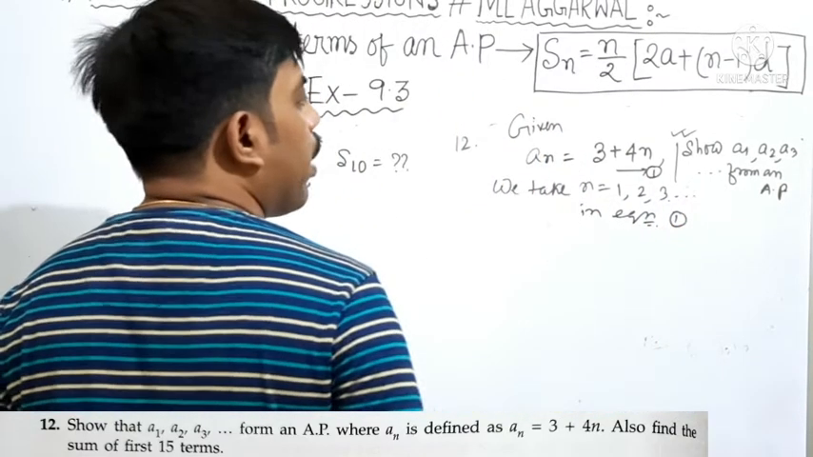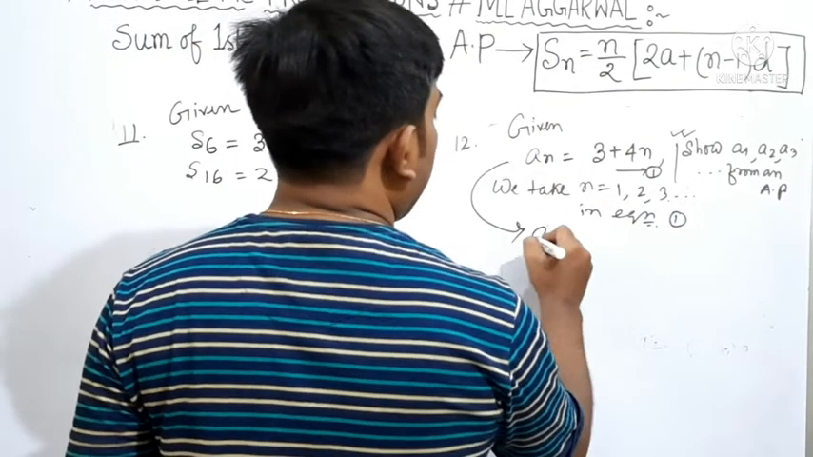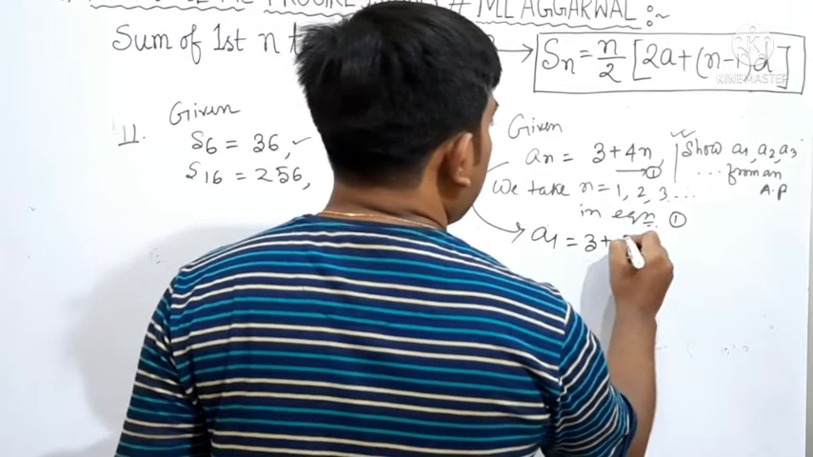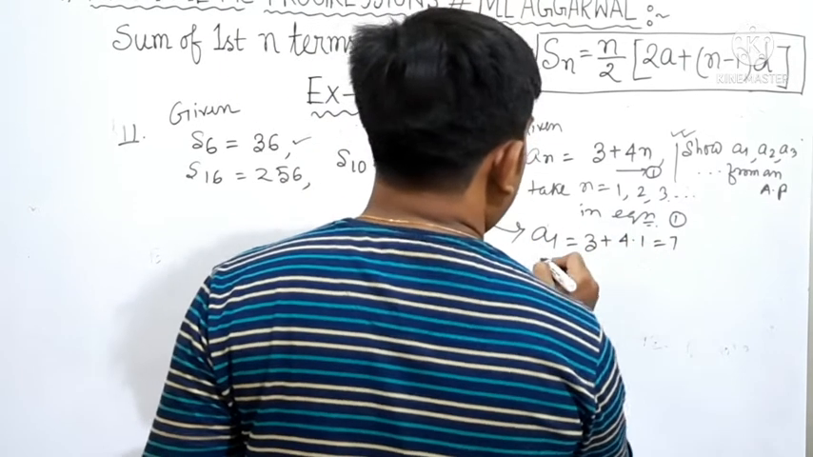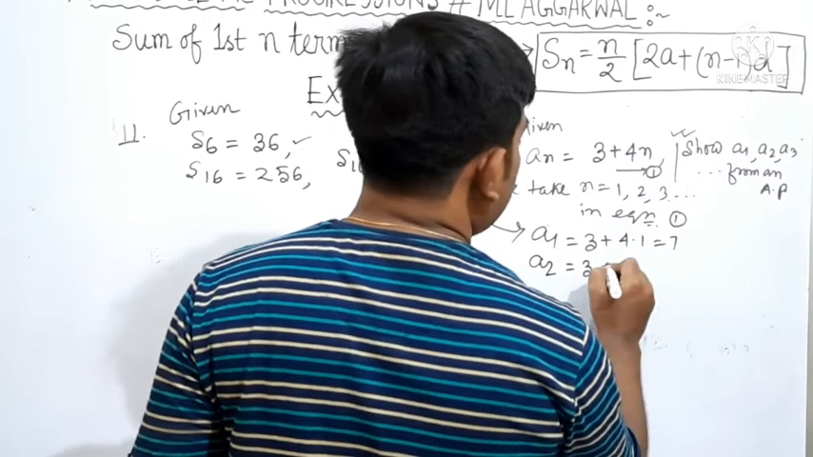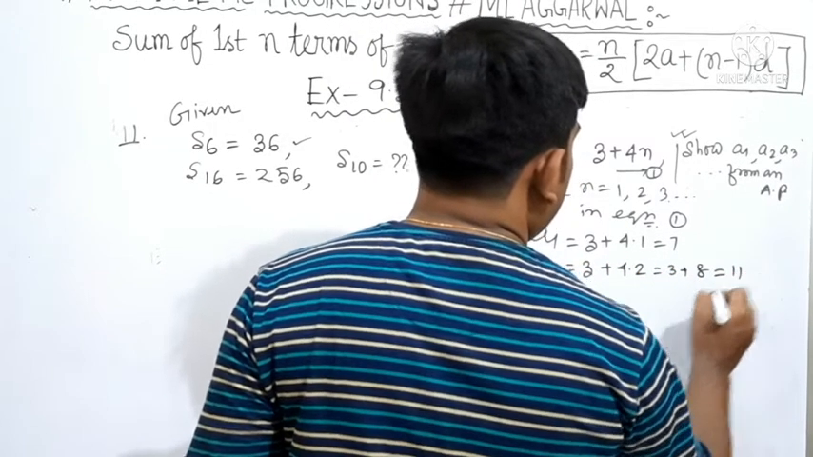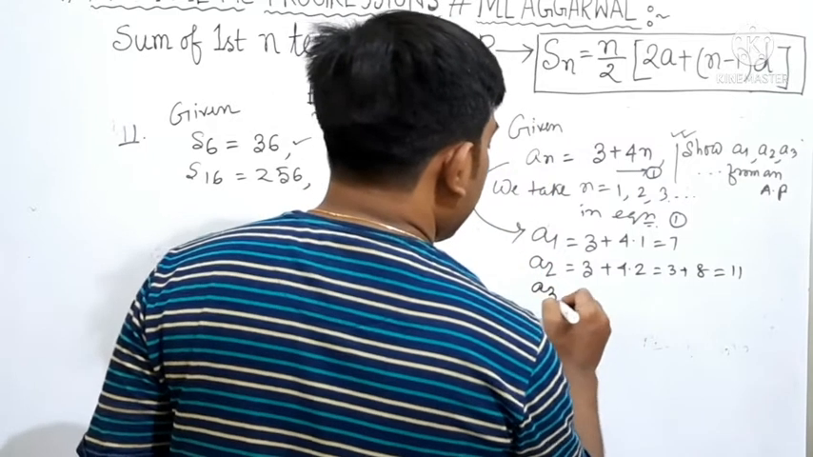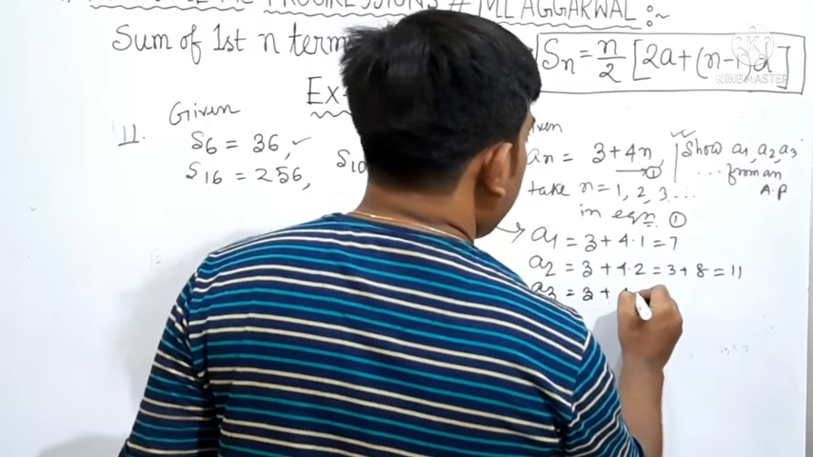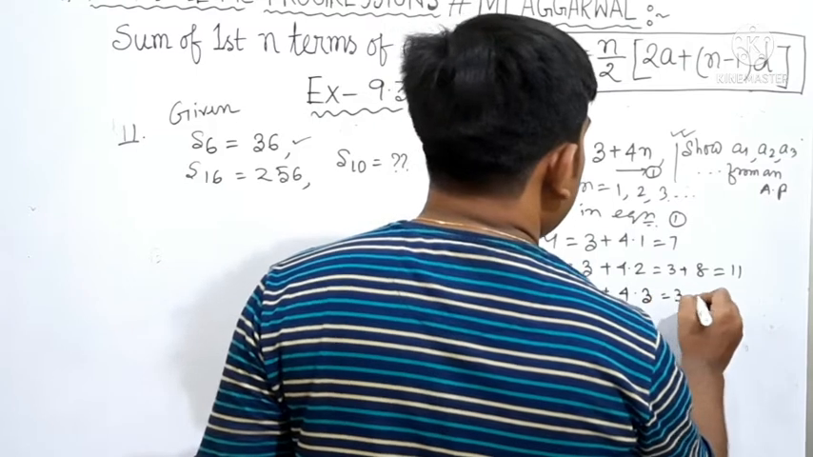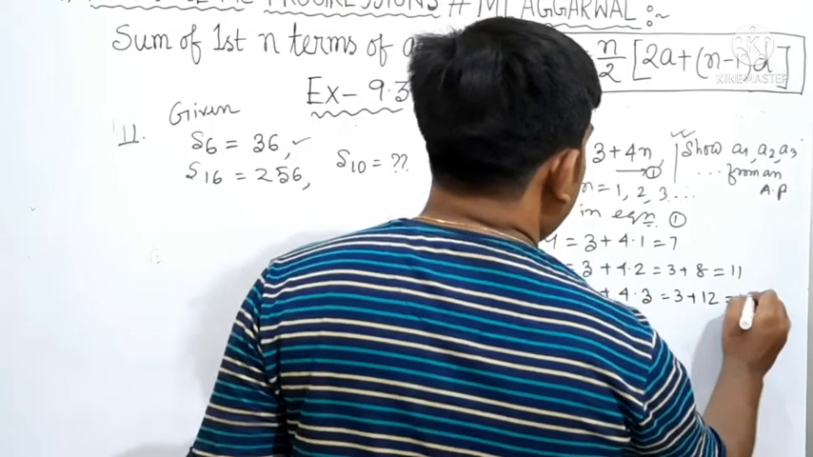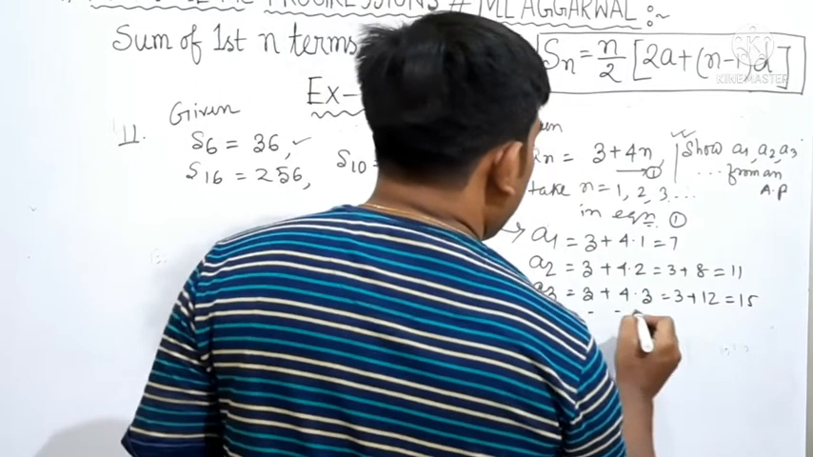Just we put the value of n equal to 1 here. Then a1 is equal to 3 plus 4 into 1, it will be 7. a2 will be 3 plus 4 into 2, so it will be 3 plus 8, it will be 11. a3 will be 3 plus 4 into 3, so it will be 3 plus 12, it will be 15. Okay, and so on.